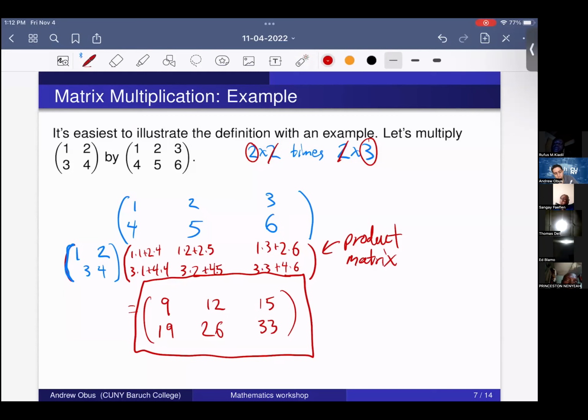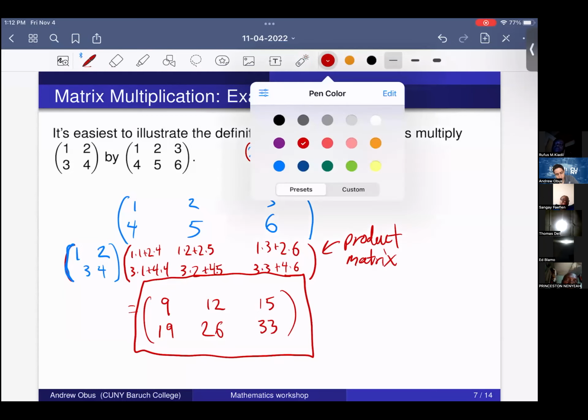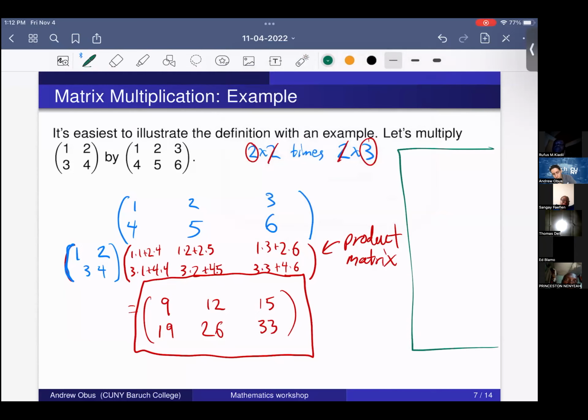Right. Because the point is that we're doing the dot product, right? So what we're doing here is the dot product of the vector 1, 2 dotted with the vector 1, 4, because it's the dot product of the first row here and the first column here, right? So we have 1, 2 dotted with 1, 4, and remember how the dot product is defined. You take the product of the first entries of the vector, and then you add the product of the second entries in the vector, right?